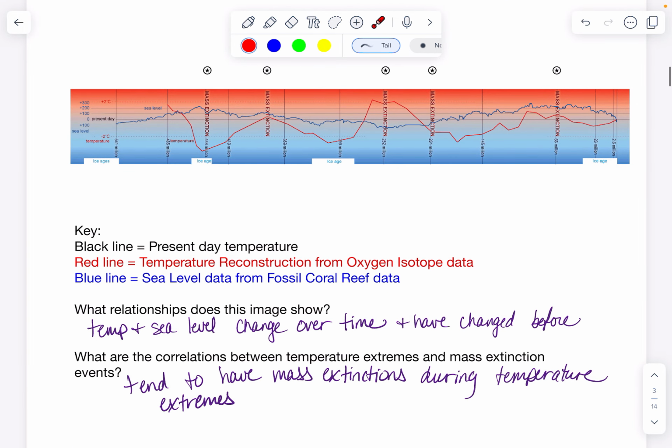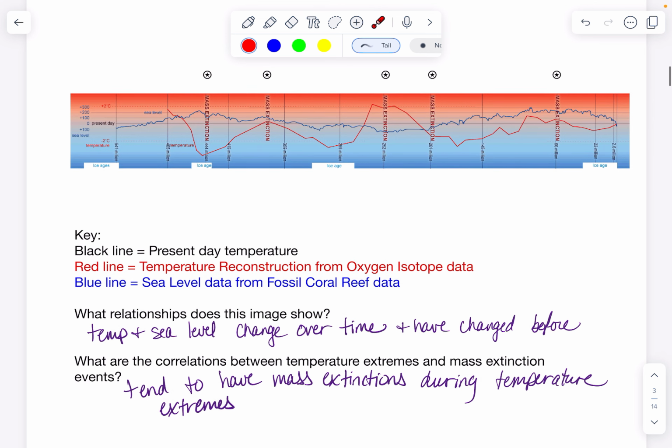If we look at this graph, this one's a little bit different. The first thing to notice is this black line that goes down the center of this one. That's our present day temperature. So we're comparing all of these ancient temperatures to current day to see how they would compare, right?